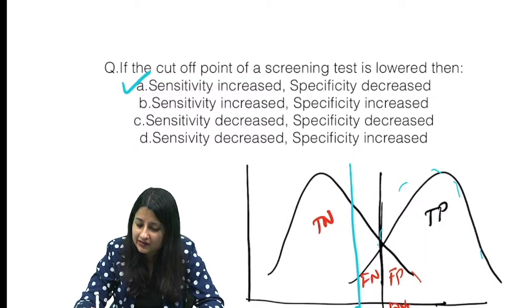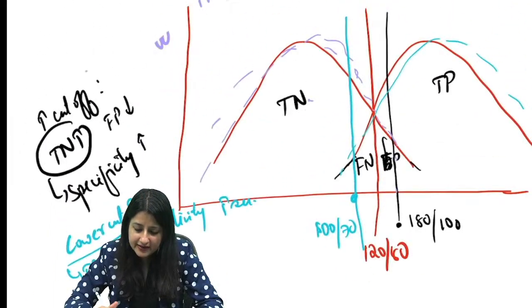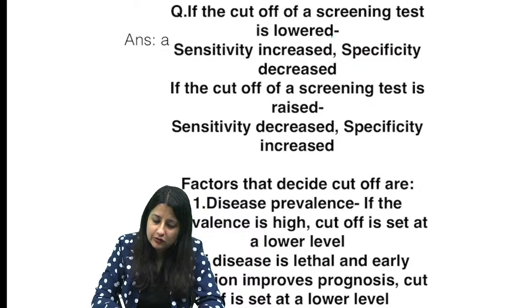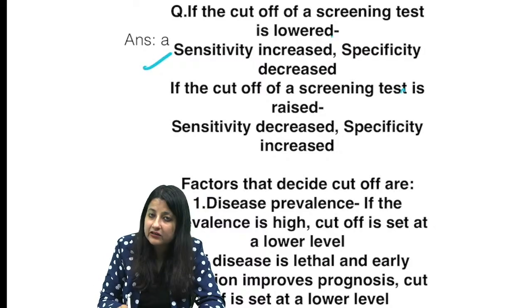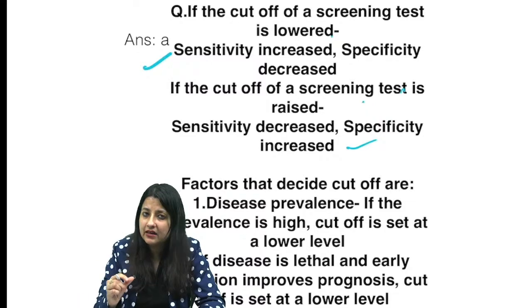Okay, so this is one conceptual MCQ that I've wanted to discuss. I have also put out points in favor of this question. You can go through it. If the cutoff is lowered, sensitivity increased. If the cutoff is raised, specificity increased. And what decides the cutoff? When should you keep the cutoff low?